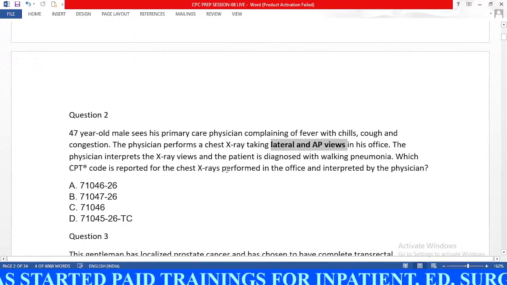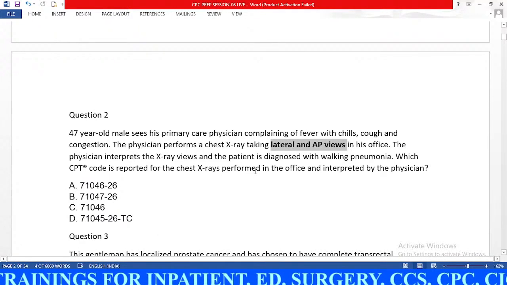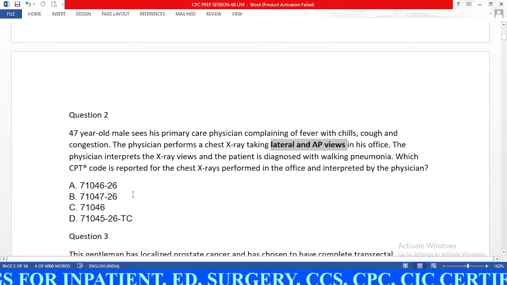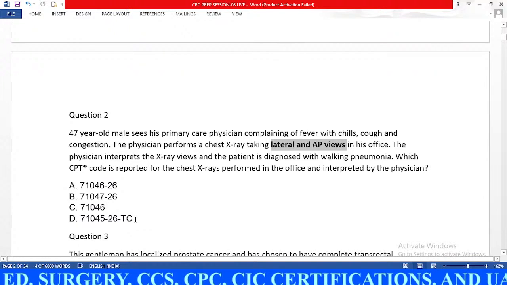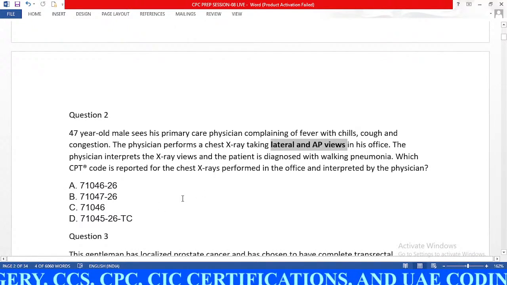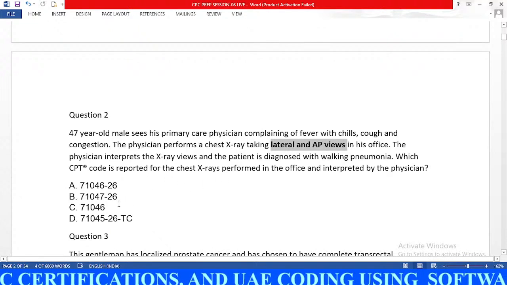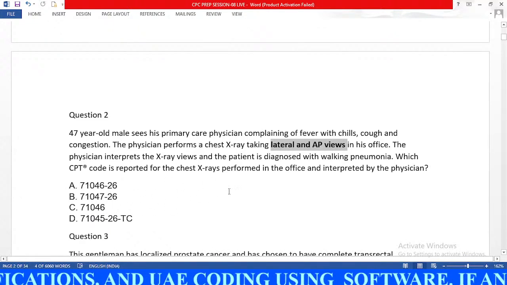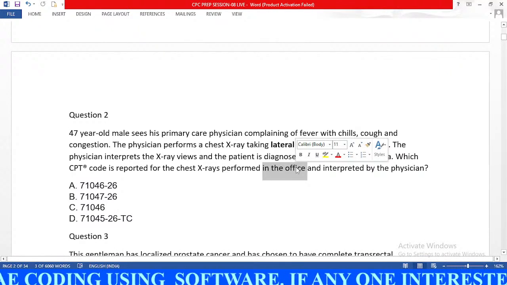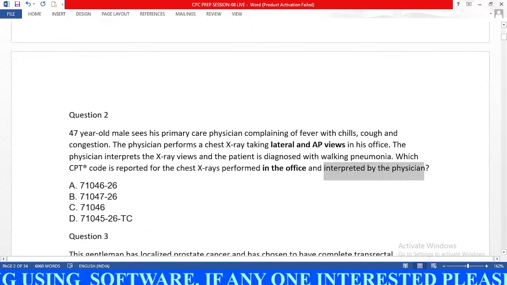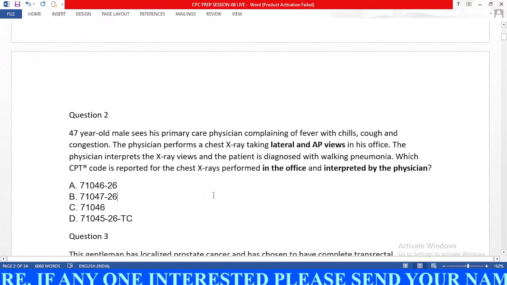Basically in this question, we need to talk about the 26 modifier as well as the TC modifier. We use the 26 modifier for the professional service and the TC modifier for the technical component. Here the physician has performed both the technical component and the professional component, so these both come under the global period, like a global code. Because of that, we need to code 71046. The physician performed it in his office, so that is the technical component, and interpreted it, which is the professional component. The physician has done two processes in the same visit, so here we need to code 71046.